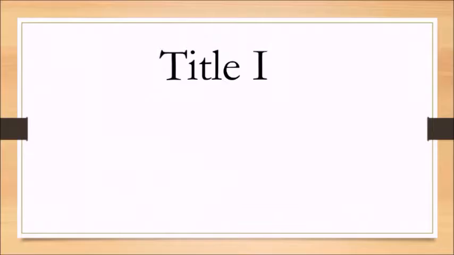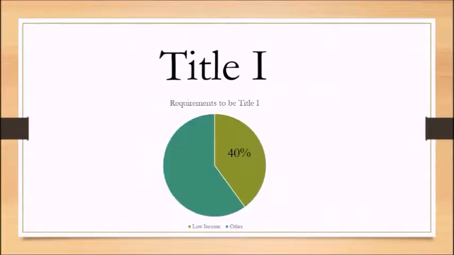The most well-known part of this act is Title I. Title I is all about allocating funding to schools with high proportions of low-income students. The basic idea is to close the gap between inner-city schools and suburban schools. If you've ever heard someone talking about a Title I school, this is what they mean. In order to be considered a Title I school, there must be at least 40% enrollment of students who are classified as low income by the U.S. government.